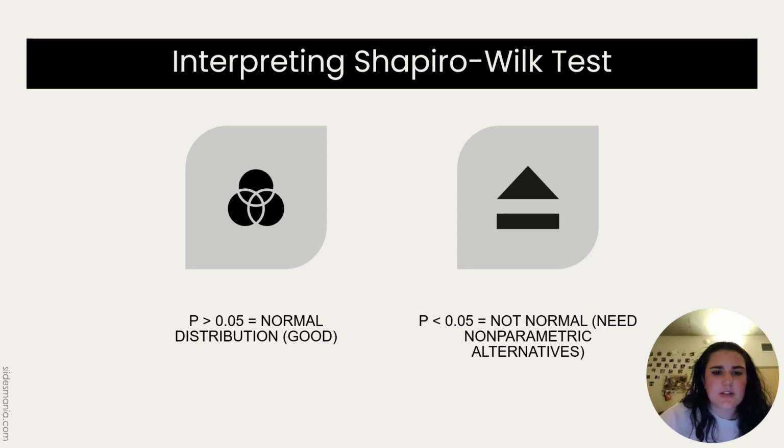Sometimes, if sample sizes are reasonably large, say 30 plus per group, ANOVA is robust enough to still be used. So judgment is needed, but checking normality is essential. Skipping it could lead you to completely wrong conclusions.